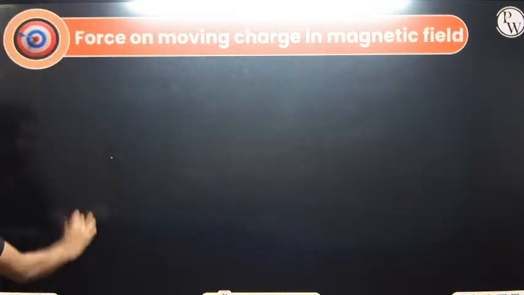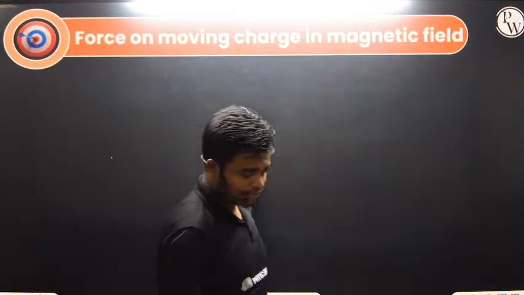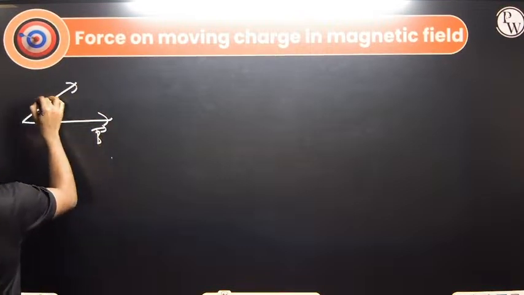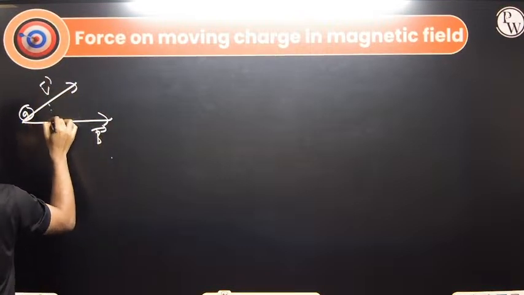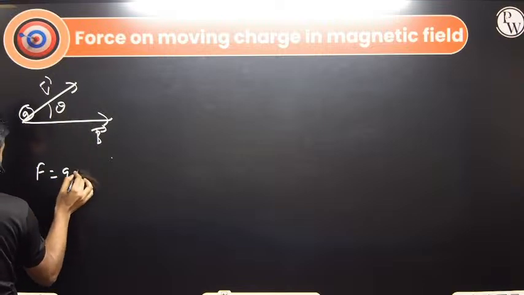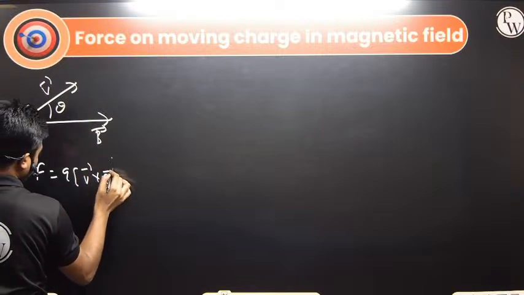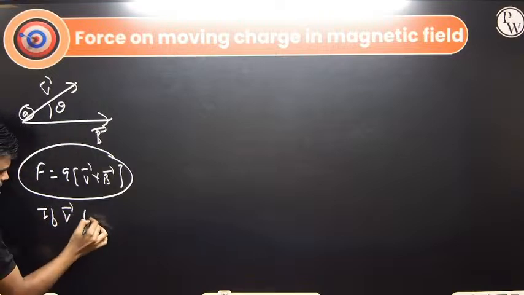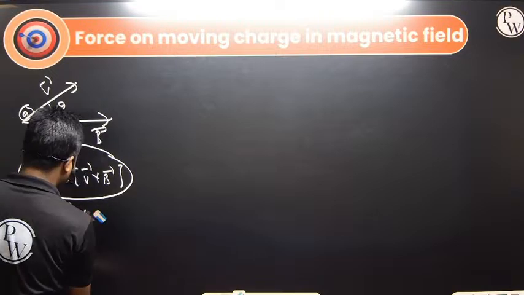Next topic is the force on a moving charge in a magnetic field. We discussed the Biot-Savart law, the Ampere circuital law, and some questions on those. Now let's discuss the force on a moving charge. If a magnetic field exists and the charged particle is moving with velocity v at an angle theta, the force is given by q times v cross B. We will discuss different cases.